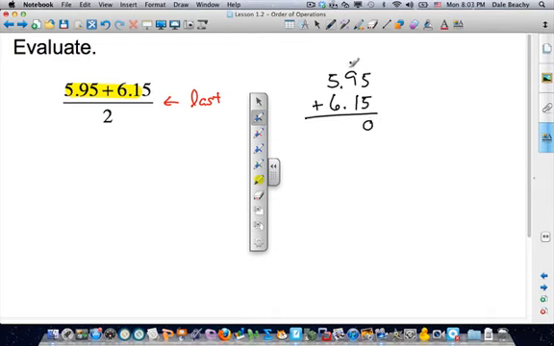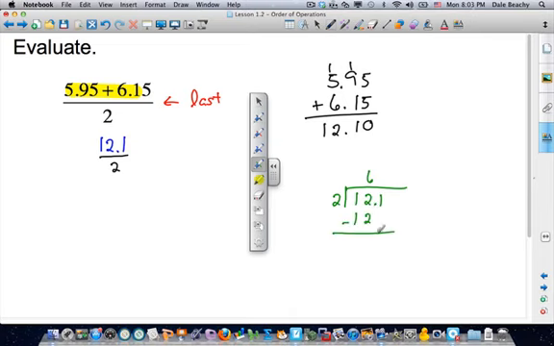5 and 5 is 10. Regroup. So I have 12 and 1/10. I'm going to simply replace the expression with the indicated value. Divide by 2. So again, I'm going to work off to the side. Two goes into 12 6 times. Down to 0. 2 goes into 10 5 times. So the simplified result is 6 and 5/100.